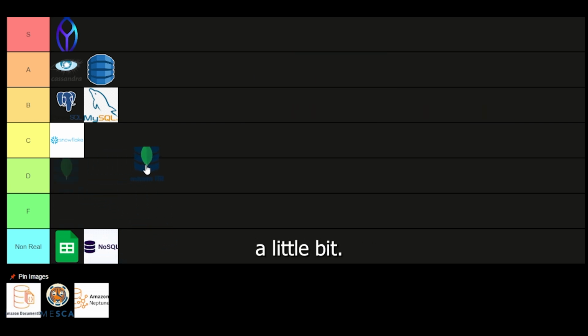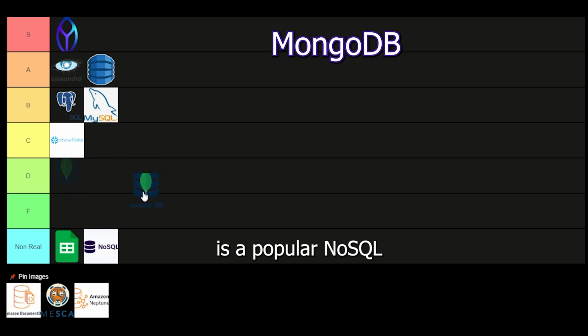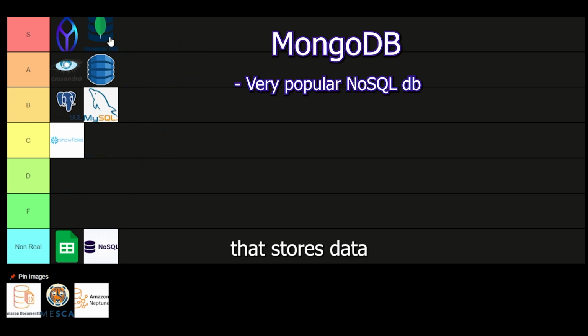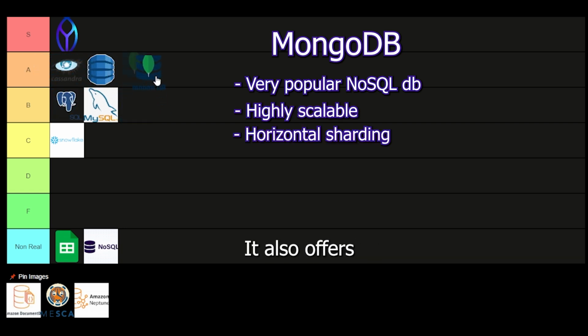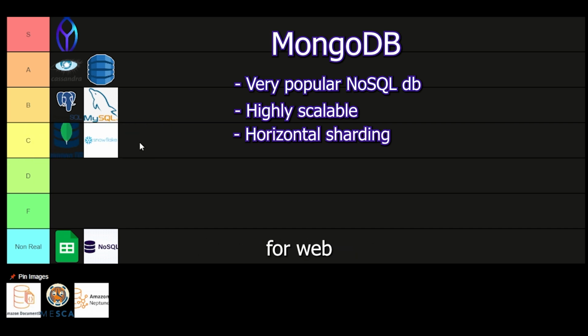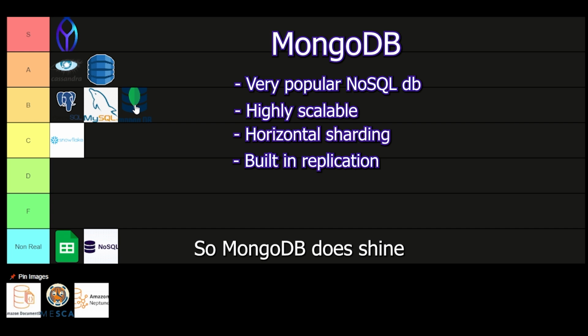MongoDB, let's talk about it a little bit. So MongoDB is a popular NoSQL database that stores data in a flexible JSON-like format, allowing dynamic schema design and easy integration with modern applications. It's highly scalable and supports horizontal sharding. It also offers built-in replication for high availability, making it a go-to choice for web and mobile apps. So MongoDB does shine in handling unstructured data and rapid prototyping, but it has some drawbacks.